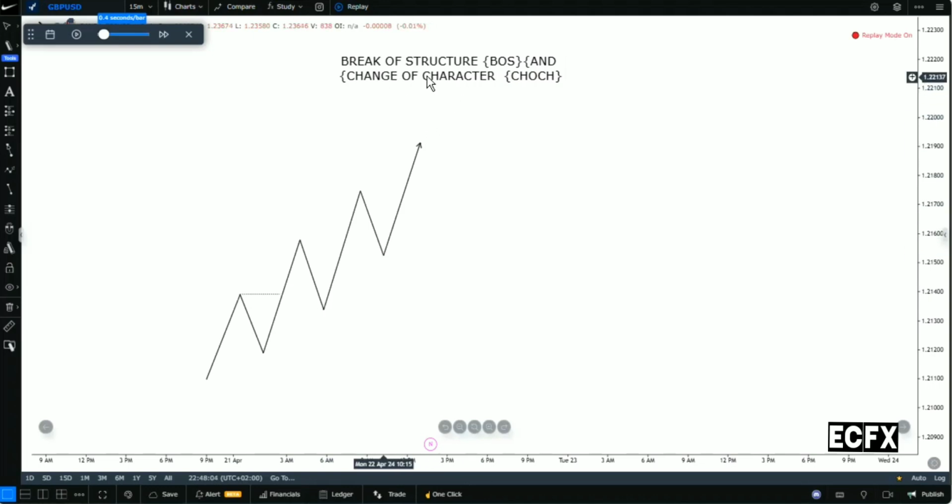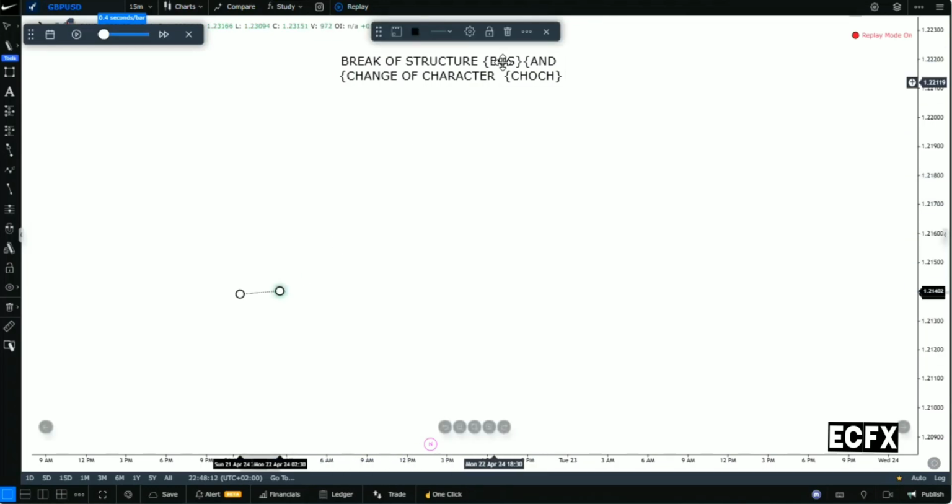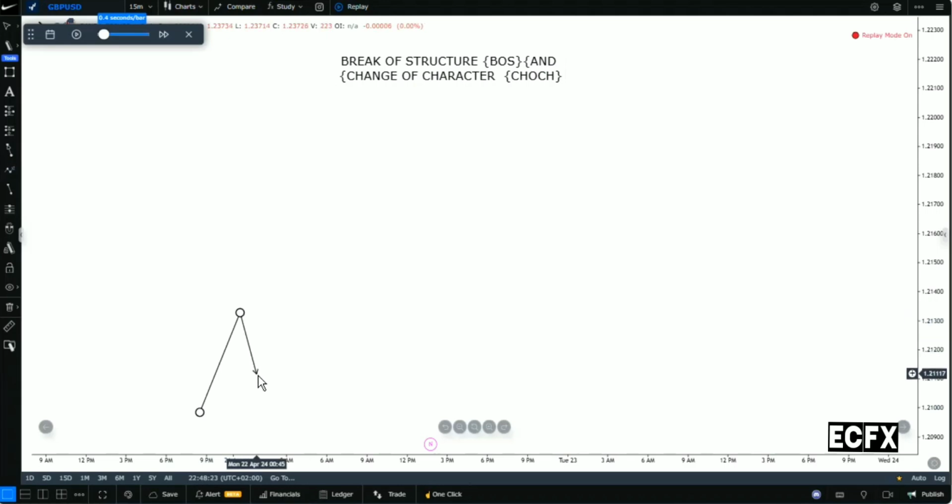I'll start off by explaining what a break of structure is, and then I'll explain what a change of character is, right? Let me just remove this once again so I can explain to you clearly. Here we have a push to the upside. Price put in place a new high, then pushes back down, puts in place a new low, pushes up again past the previous high that it put in place, right? So price came down and pushed up past the previous high, which was in place before price broke this high again.